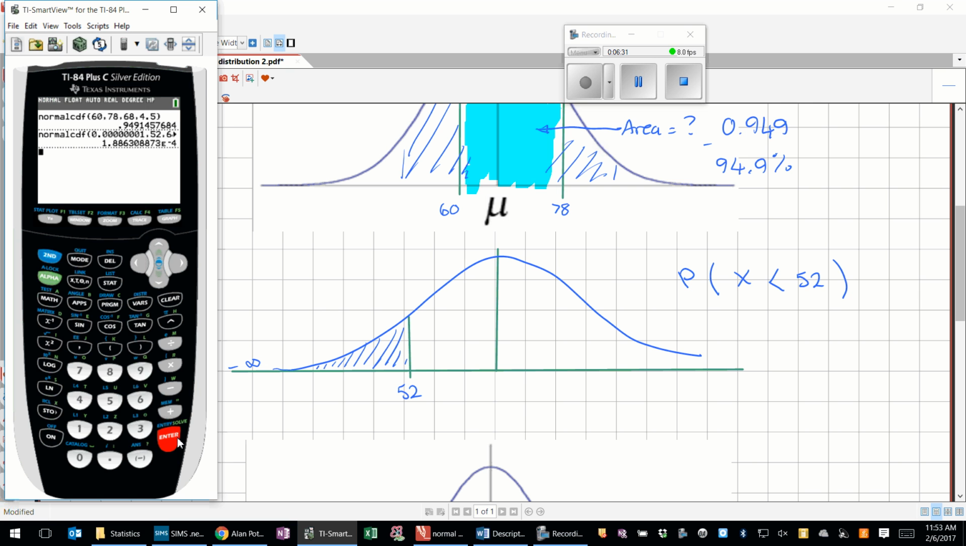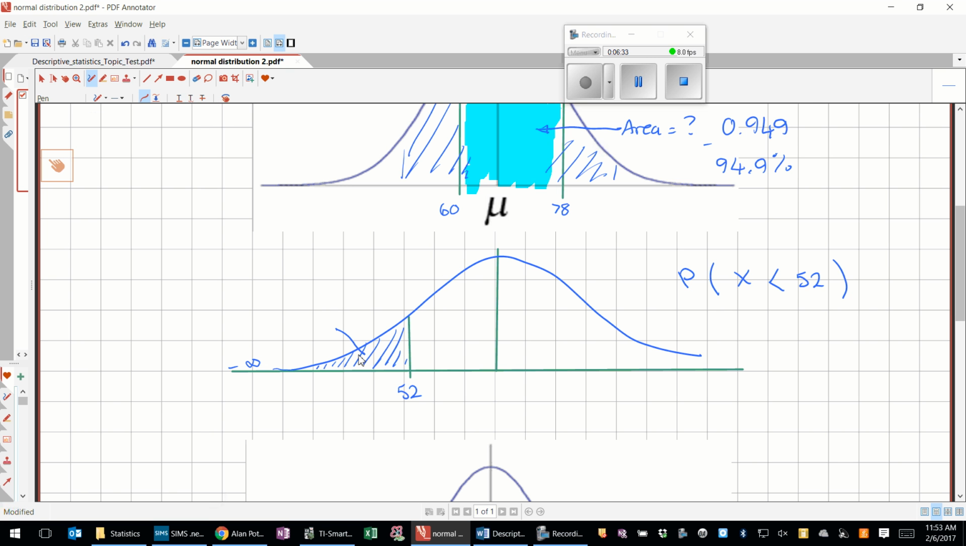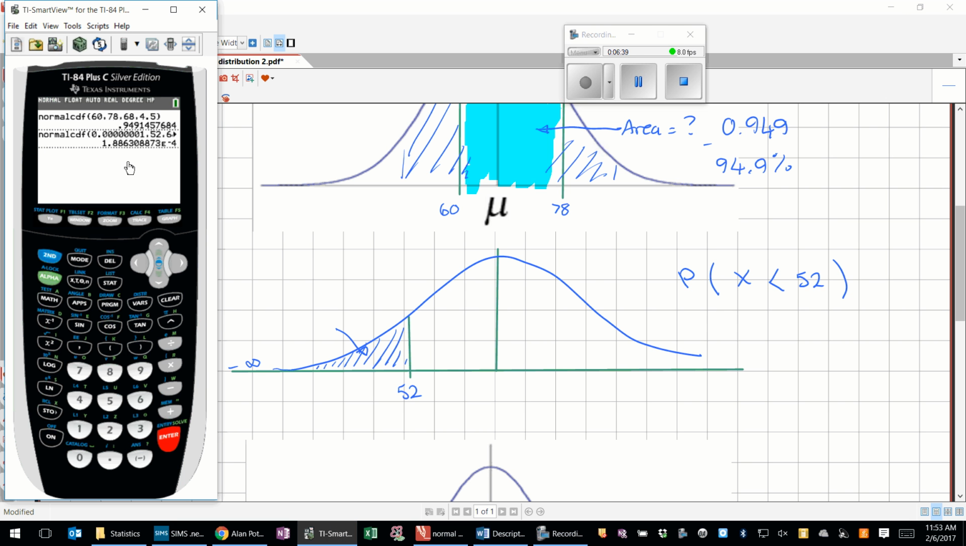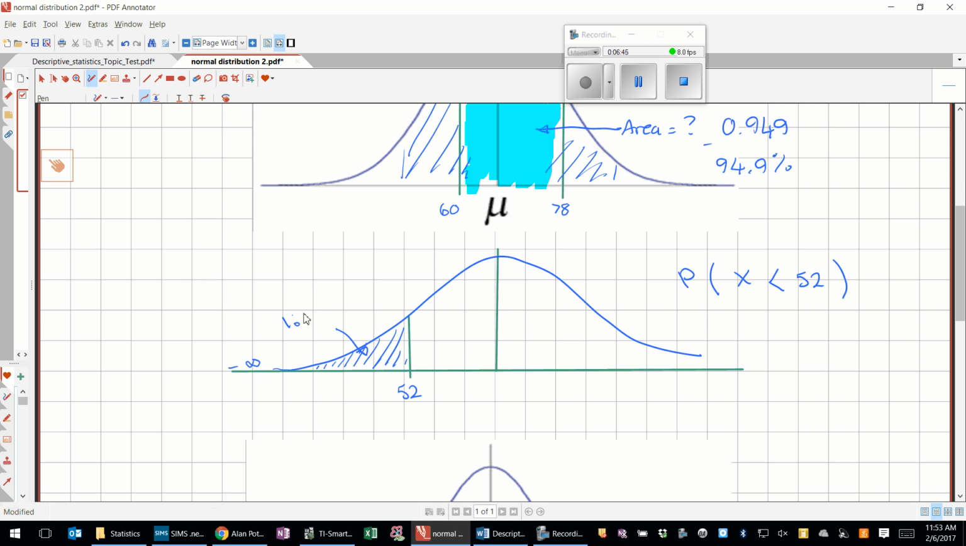So just checking your standard form knowledge. I've got 1.886 e minus 4. What does that mean?